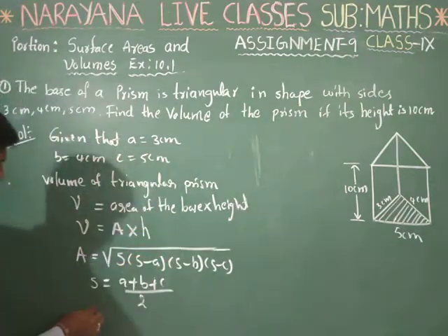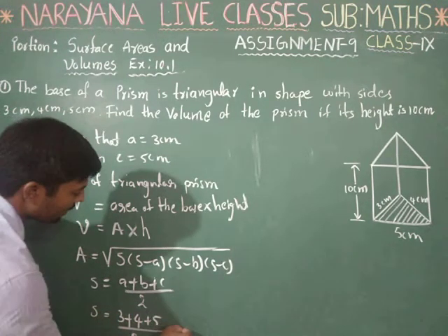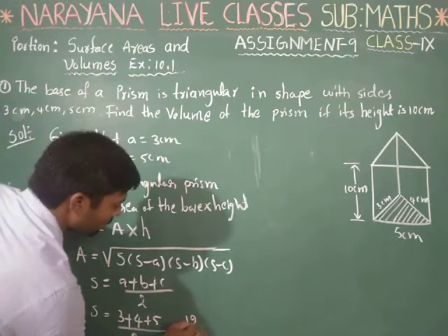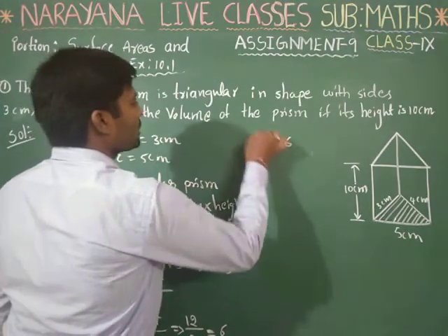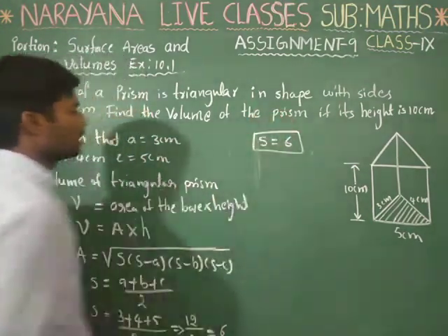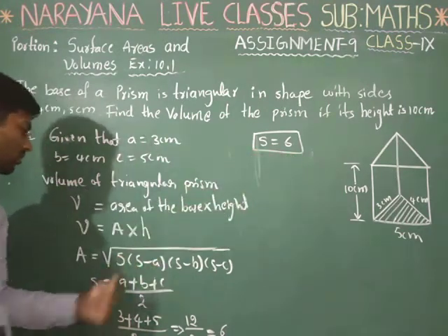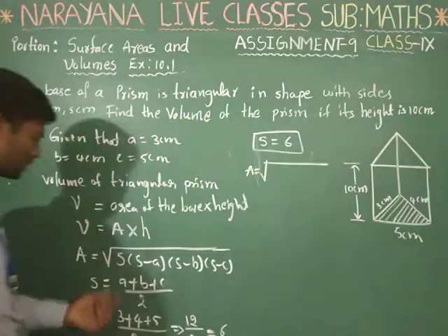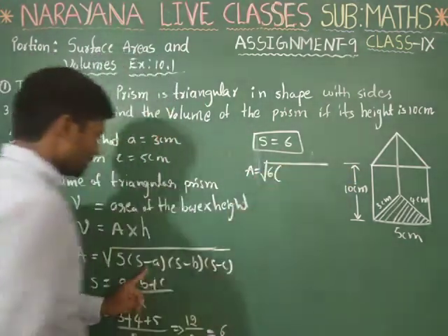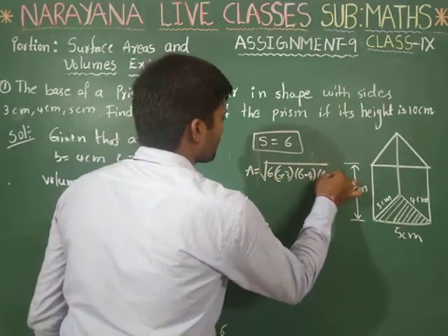So how to substitute to get the value of S? That is 3 plus 4 plus 5 upon 2, which is 12 by 2, nothing but 6. So the value of S is 6. Now you can substitute S is equal to 6 in this formula. So A is equal to square root of S, that is 6, into 6 minus 3 and 6 minus 4 and 6 minus 5.